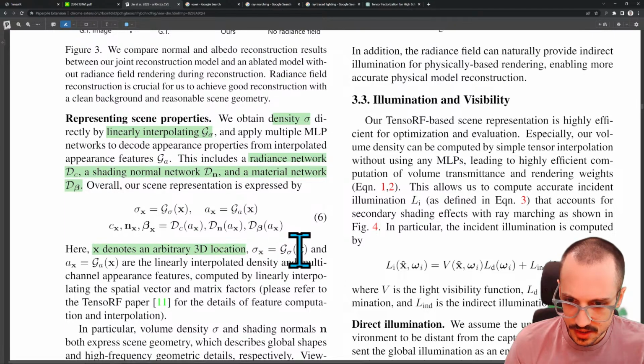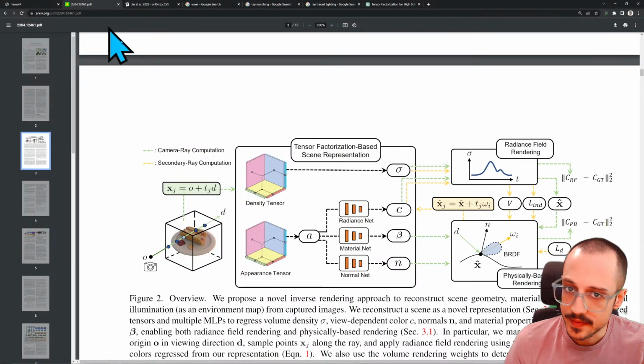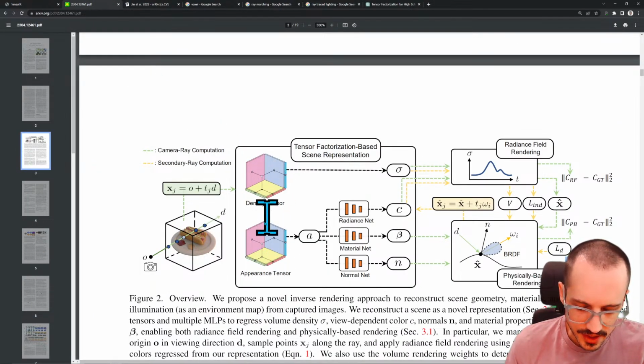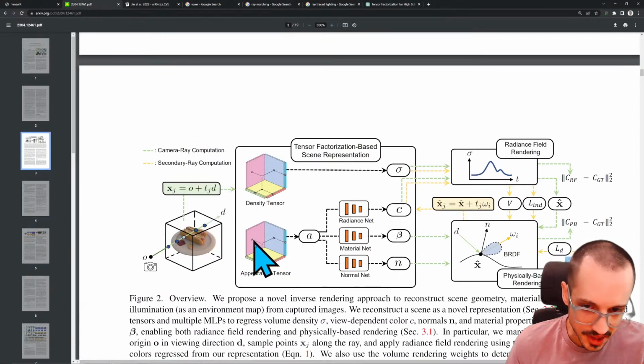And our linearly interpolated density and multi-channel appearance features are computed by linearly interpolating the spatial vector and matrix factors. Okay, so I guess what they're referring to here is that this density tensor and this appearance tensor are not going to be of infinite resolution, right? I don't know what these are, maybe 10 by 10 by 10, probably a little bit more, but it's going to be limited, right?